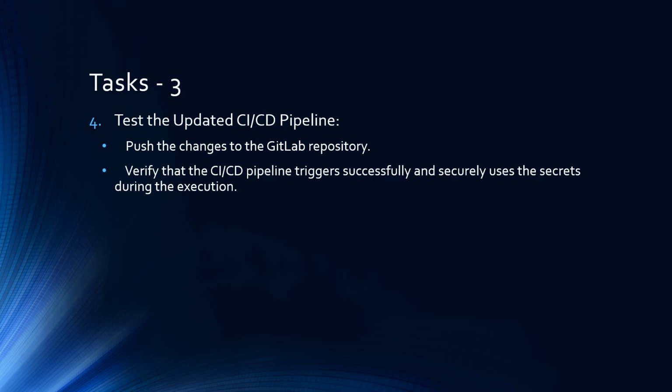Testing your updated pipeline is crucial. You should: 1. Verify that secrets are properly masked in logs. 2. Confirm that protected branches have access to protected variables. 3. Test error handling for missing or invalid secrets. 4. Validate that secrets are only accessible where needed.